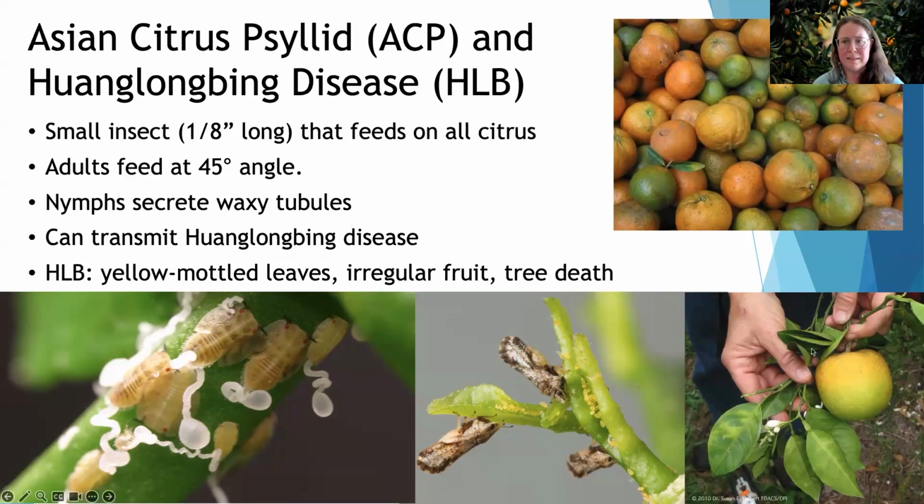The main concern with this pest is that it can transmit Huanglongbing disease, which we're going to abbreviate as HLB. This disease is also called citrus greening, and it damages and eventually kills citrus trees. And unfortunately, there is no cure for Huanglongbing. Symptoms of HLB include yellow mottled leaves that you can see here in the lower right, and irregularly shaped and colored fruit that you can see up here on the right. And also the fruit will become bitter. This disease can kill a healthy tree in as little as 5 years.